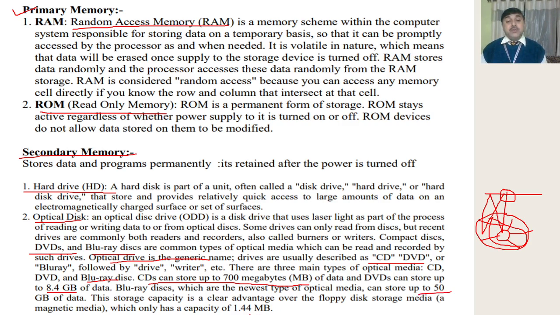And the floppy disk, what we find, was a very old version of a storage device. It used to store 1.44 MB of data. So this is how we can see that we can store the data and we can work with the data.